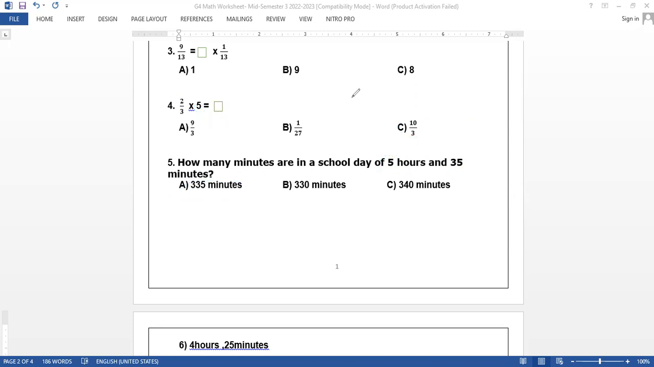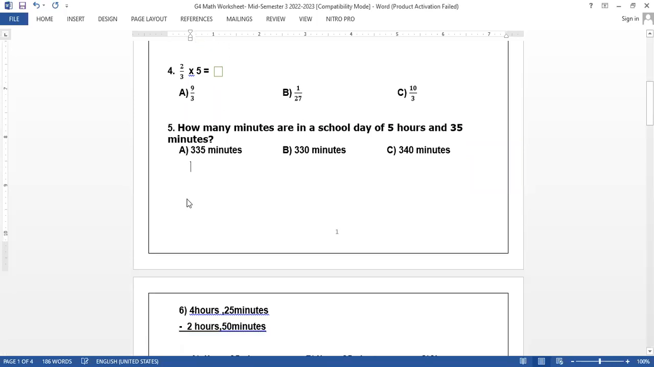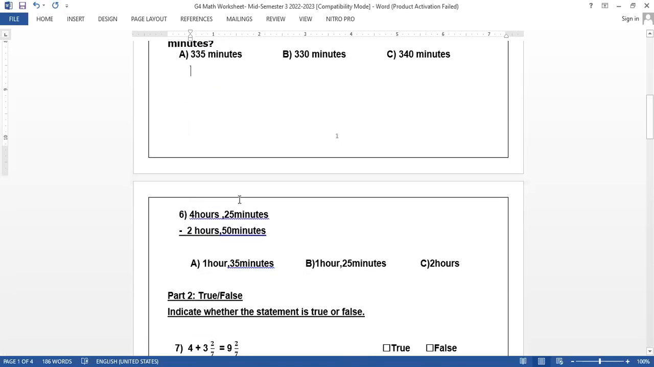Next question. Now subtraction. Here, 4 hours, 25 minutes minus 2 hours, 50 minutes. Guys, you need to remember, you have to start subtracting the minutes. So 25 minutes minus 50 minutes. Because we cannot subtract 25 minus 50, we take 1 hour.